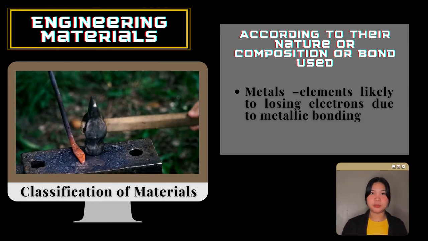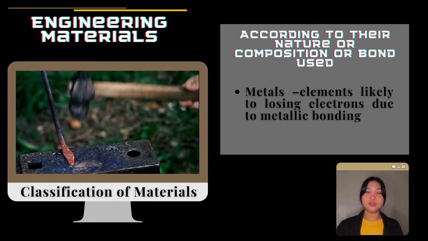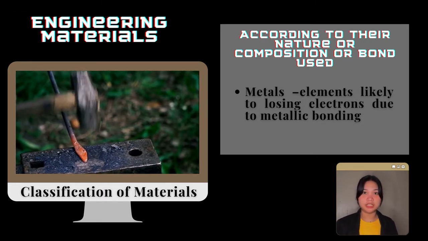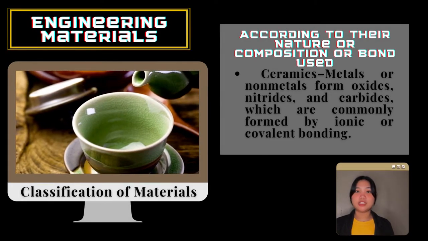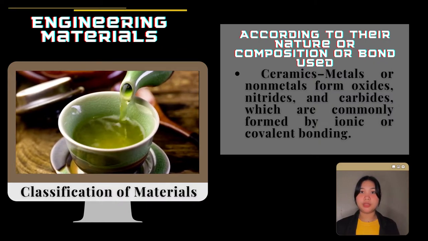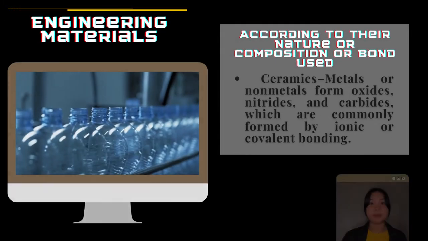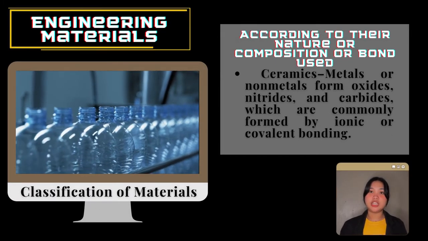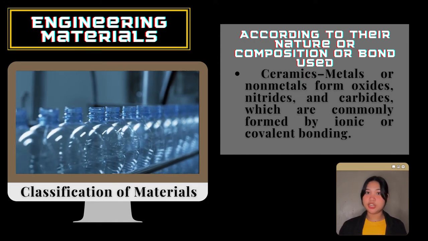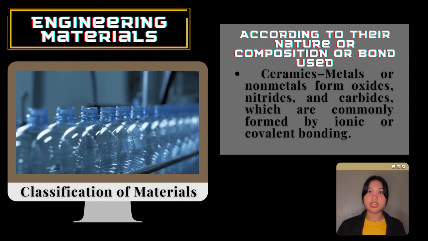According to their nature, composition, and bond used. First, metals: elements likely to lose electrons due to metallic bonding. Example is steel. Second, ceramics: metals or non-metals that form oxides, nitrides, and carbides, which are commonly formed by ionic or covalent bonding. Example is porcelain. Third, plastics or polymers: long-chain interlinkage of carbon compounds generated through polymerization of organic compounds. Example is polyethylene or PET bottles.